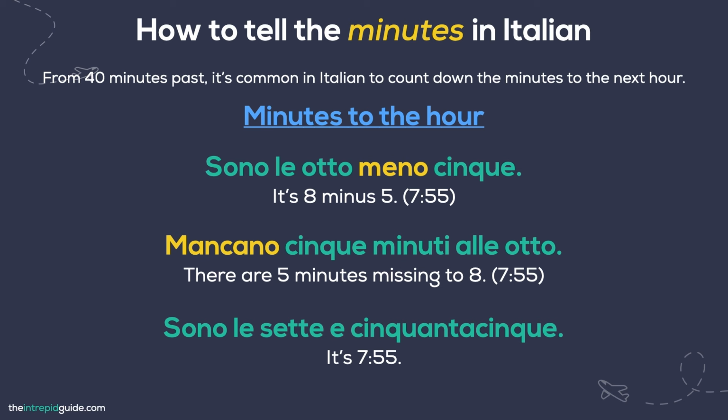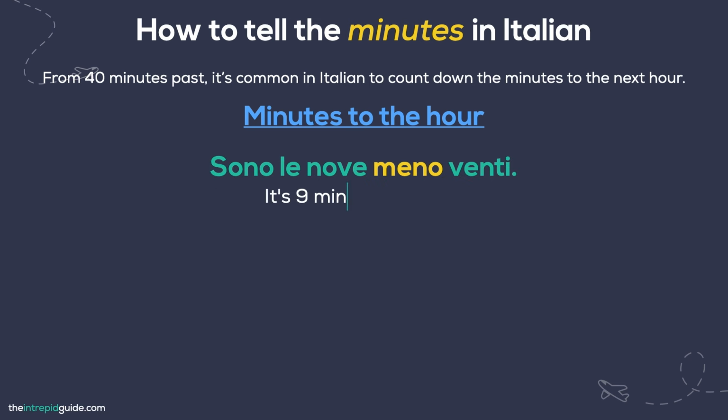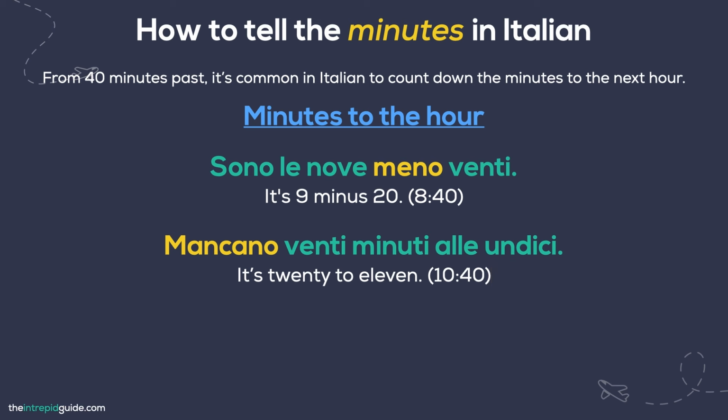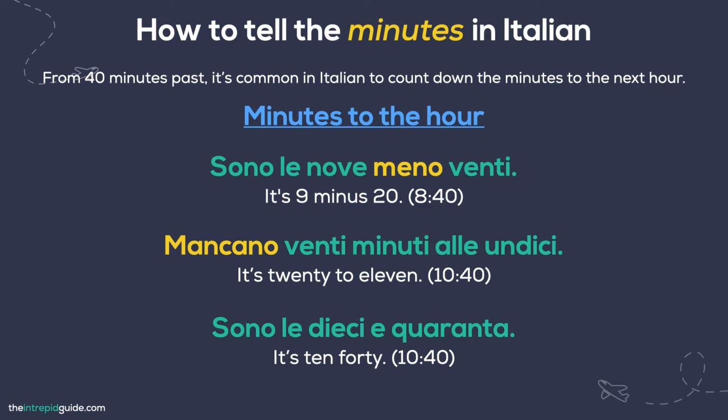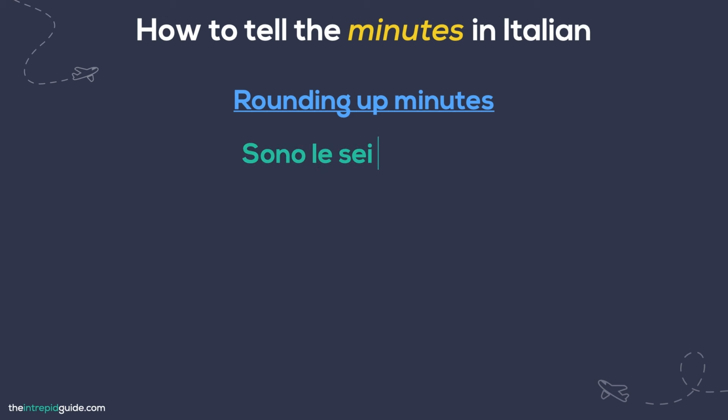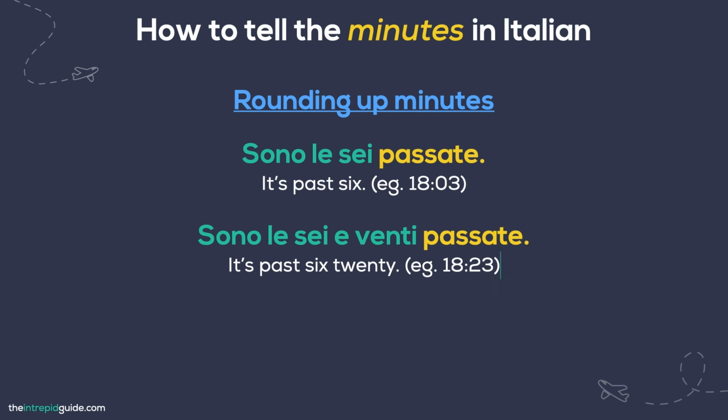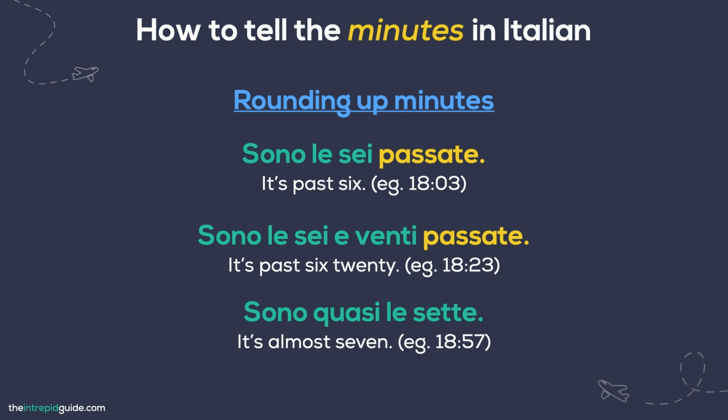Let's consider another example. Sono le 9:20. It's 9 minus 20. Mancano 20 minuti alle 11. It's 20 to 11. Sono le 10:40. It's 10:40. Italians also have the habit of rounding up minutes. Remember that, similar in English, Italian doesn't always specify exact minutes in everyday contexts, and instead expresses time as follows. Sono le 6 passate. It's past 6. Sono le 6:20 passate. It's past 6:20. Sono quasi le 7. It's almost 7.